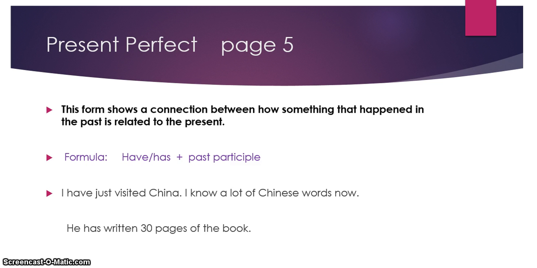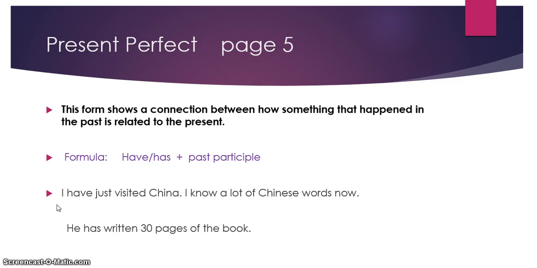So, I have a sentence here, and it says, I have just visited China. I know a lot of Chinese words right now. So here's my have, and here's my past participle. Another example is, he has written 30 pages of the book. So here's my has, and here's my past participle.